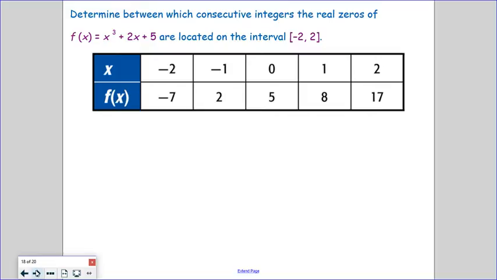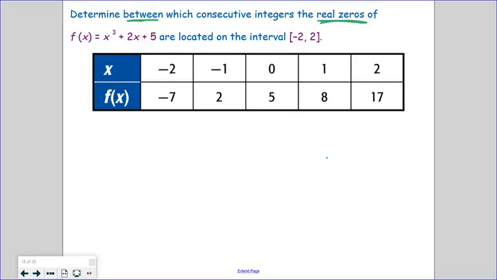It says determine between which consecutive integers the real zeros are. So between which numbers we are finding where it hits our x-axis. They give us the function f of x equals x cubed plus 2x plus 5, and then they give us an interval to look at. These are the x's they want us to test out, from -2 up to 2. There's a table drawn for us. That's something you're going to create on the next page.